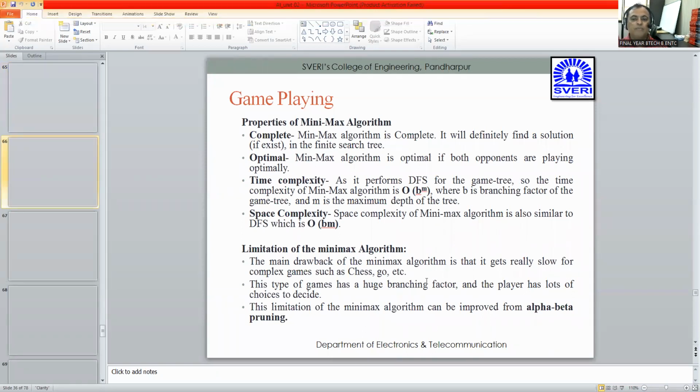Limitations: it is slow for complex games like chess. It has a huge branching factor. Hence, there will be a lot of choices to decide. Hence, in order to remove all these limitations, we move on to the next algorithm called alpha beta pruning.